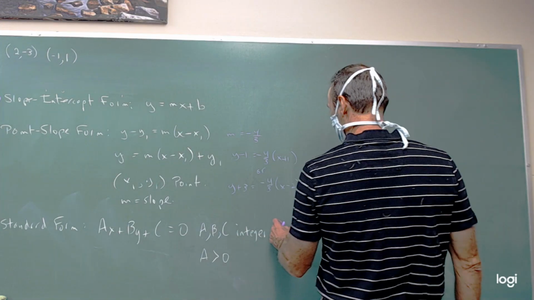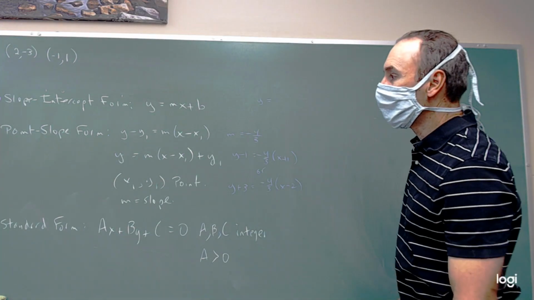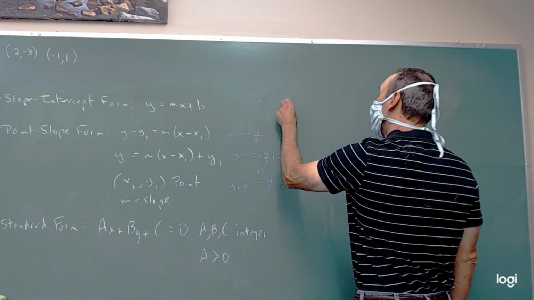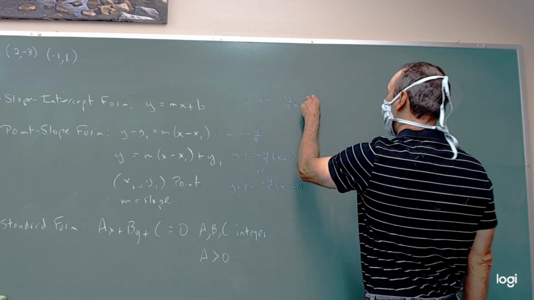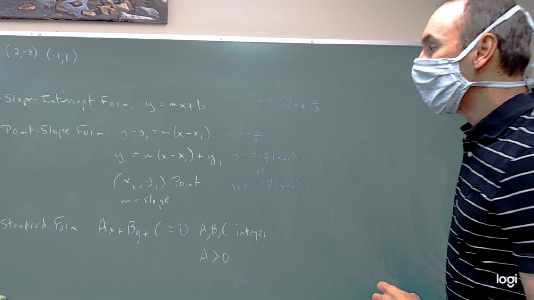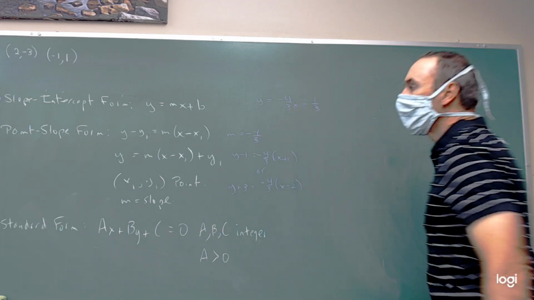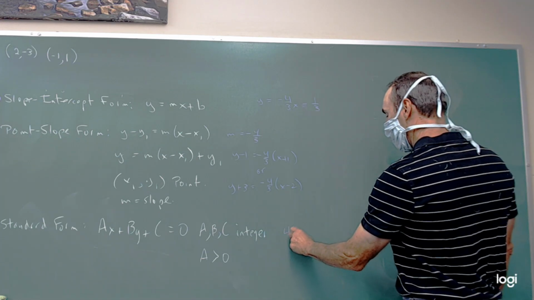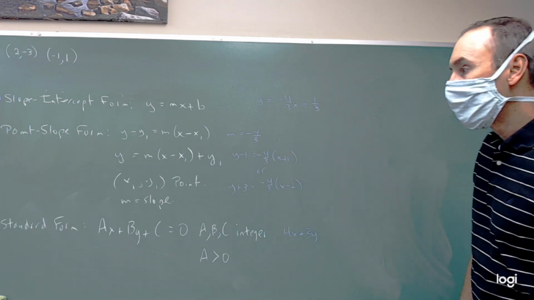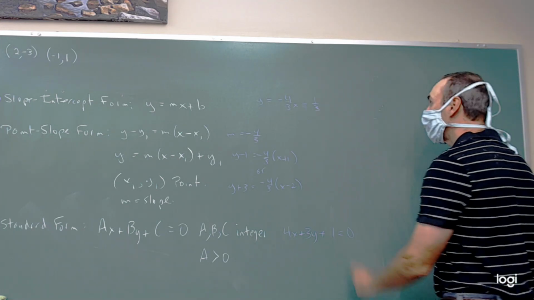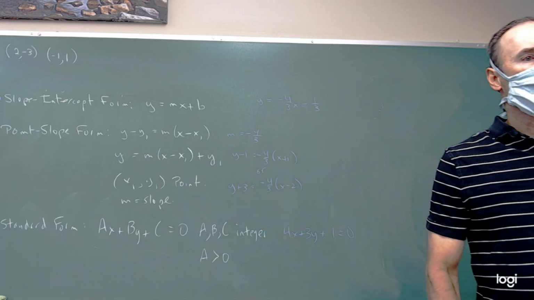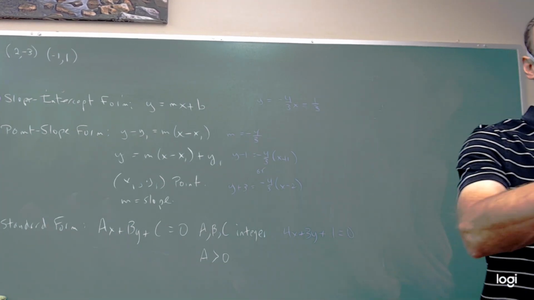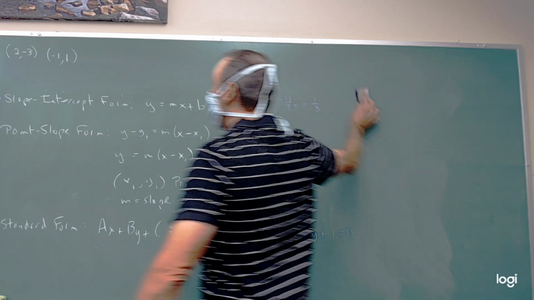So I think we're reaching consensus that the point slope form is going to be y equals negative 4/3 x plus, what do we have, 1/3? Negative 1/3. Yep. And then our standard form, we got 4x plus 3y plus 1, if it's positive, equals 0. Okay. Good to go? All right, you can destroy the evidence.